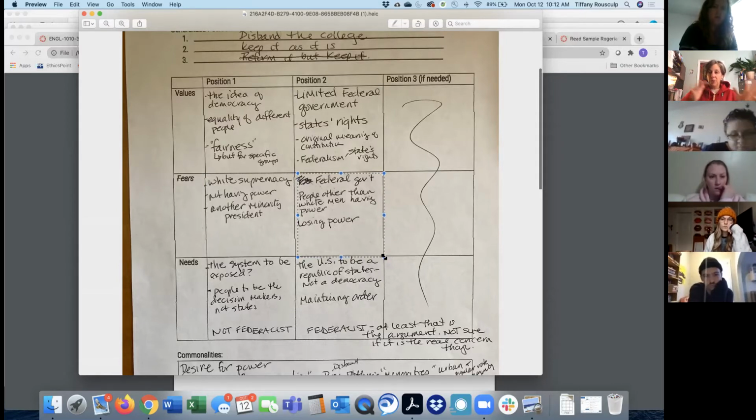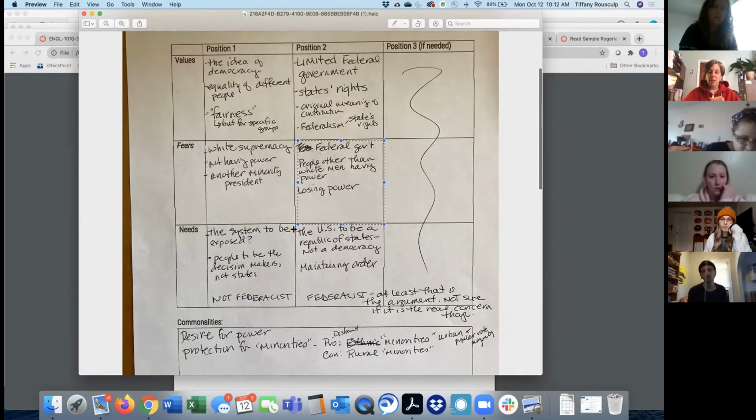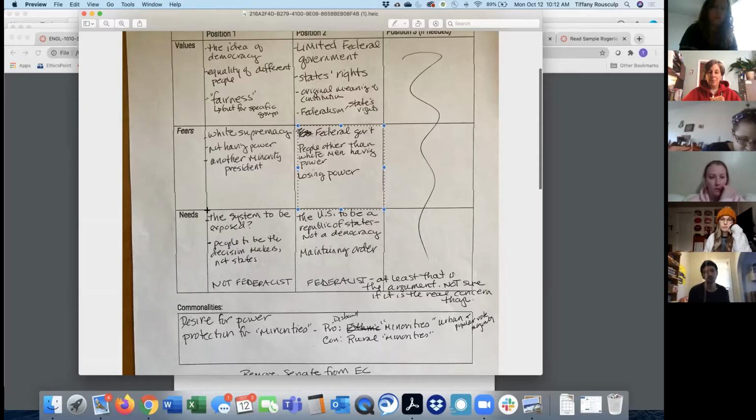Okay, so I'm trying to figure out, okay, do we have anything in common yet? And I'm just still going on. And then I look at needs, and the needs for the people who want to disband the Electoral College is they need the system to be exposed. Like there's this really big drive to expose the Electoral College for what it is because they think people might not understand it. They need people to be the decision makers, not the states. So that's this need that they have.